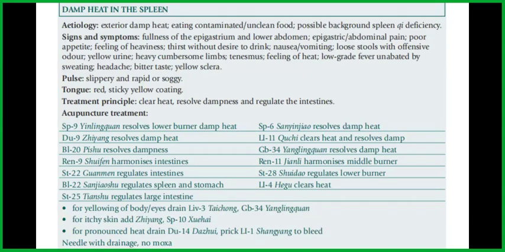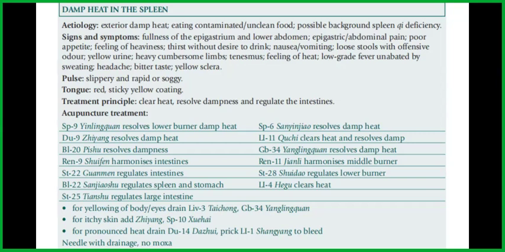The treatment principle is to clear heat, resolve dampness, and regulate the intestines. The acupuncture treatments are Spleen 9 to resolve lower burner damp heat, DU9 to resolve damp heat, Bladder 20 to resolve dampness, Ren 9 harmonizes the intestines, Stomach 22 to regulate the intestines, Bladder 22 regulates spleen and stomach, Stomach 25 to regulate large intestine, Spleen 6 resolves the damp heat, and LI11 clears heat and resolves damp.